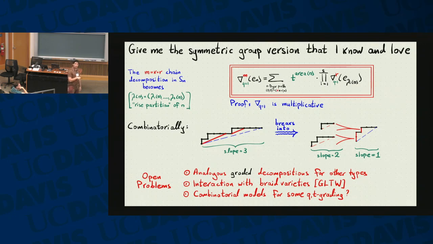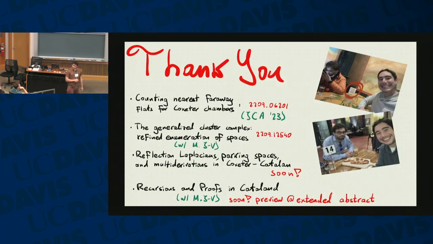I would like to be able to use Galashin, Lam, Trinh, and Williams' version of the braid varieties to prove a decomposition there. Trinh said that it could be possible, but I don't know about it yet. I would like to have combinatorial models for a full q,t grading. This is somewhat more recent advances involving the affine Springer fiber of the group. All right, that's it. Thank you very much.